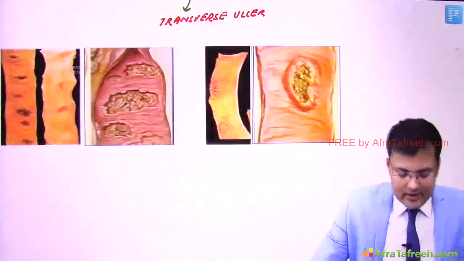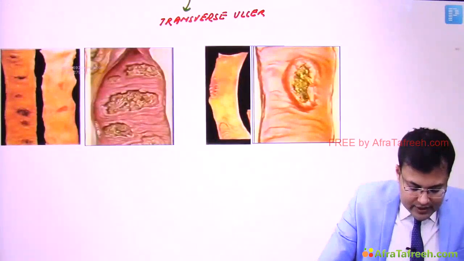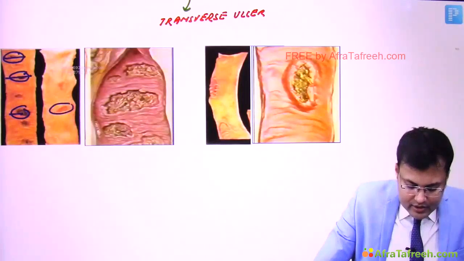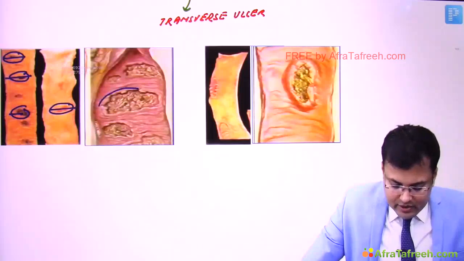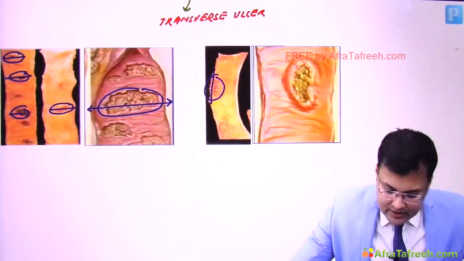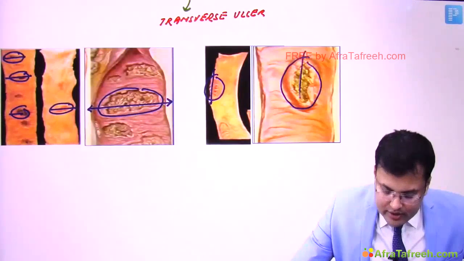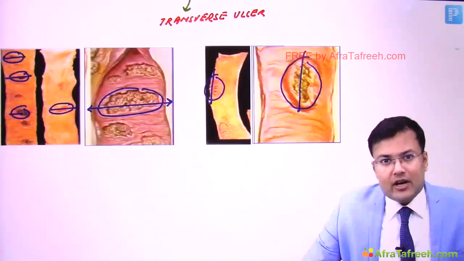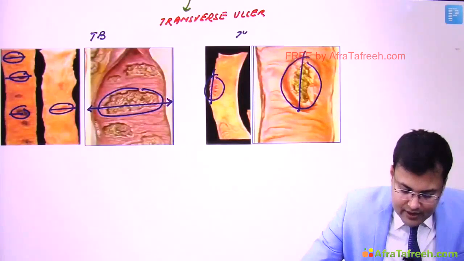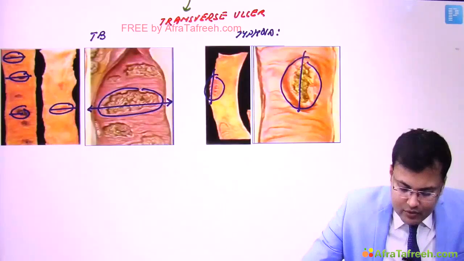Now see these images. In the first image, can you see what kind of ulcer? Can you see? This is the ulcer. And if you see the orientation, it's what? Transverse. So it's the transverse ulcer, and this is seen in tuberculosis. Now see this ulcer. This is longitudinal. Can you see? This longitudinal ulcer is seen in typhoid or enteric fever. Clear? So this is tuberculosis, and this is typhoid. And in typhoid, we are going to find longitudinal ulcers.